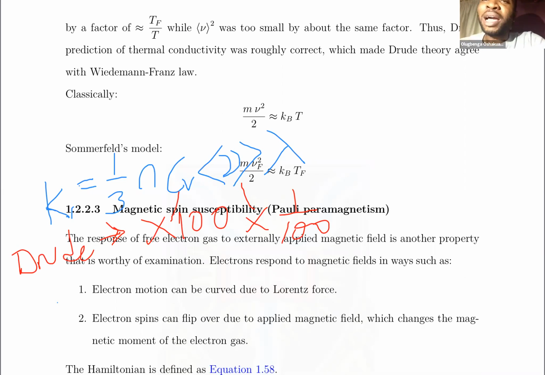Therefore, when you have a situation like this, 100 will cancel 1/100, and you end up having the correct answer, because two errors coincidentally cancelled each other, giving the ability to predict thermal conductivity correctly. So Drude theory predicted thermal conductivity correctly because two errors were made coincidentally. Because of those two errors that worked hand in hand, Drude theory was able to agree with the Wiedemann-Franz law.